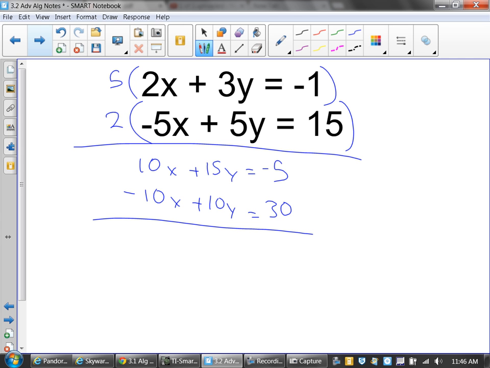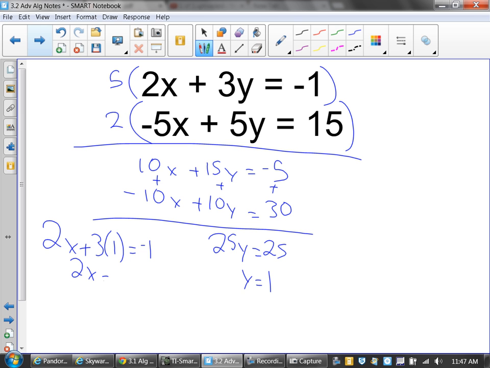Now you have same coefficients with opposite signs. How do you eliminate them? So add everything up. You get 25y is 25. What's y? 1. In order to figure out what x is, you just substitute back in. 2x plus 3 times 1 is negative 1. 2x is -4, x is -2. That gives you my ordered pair.